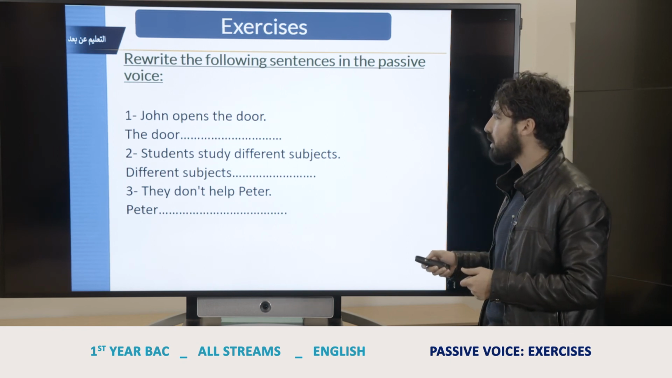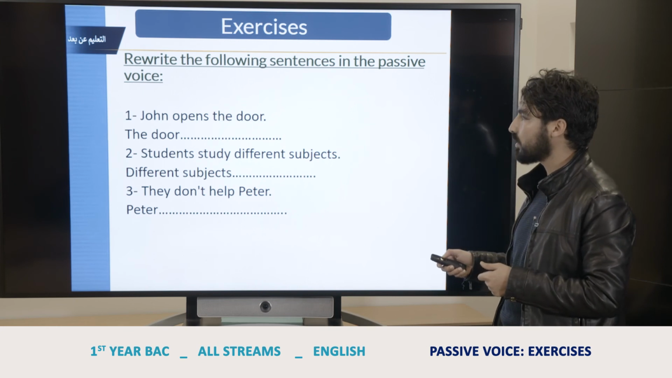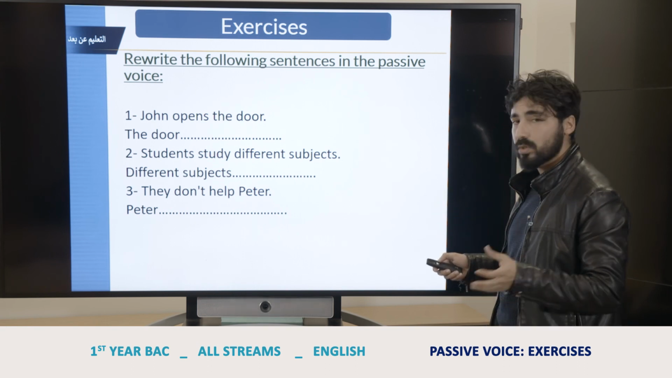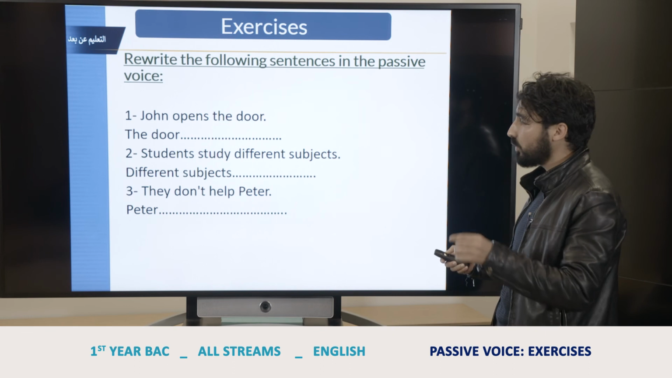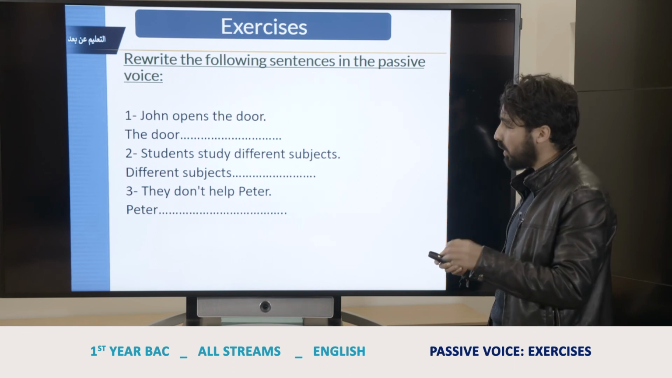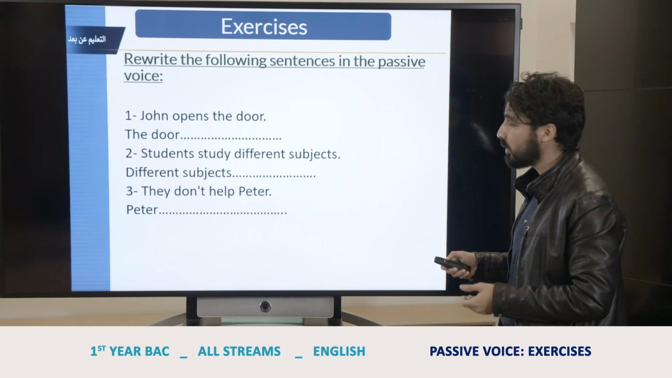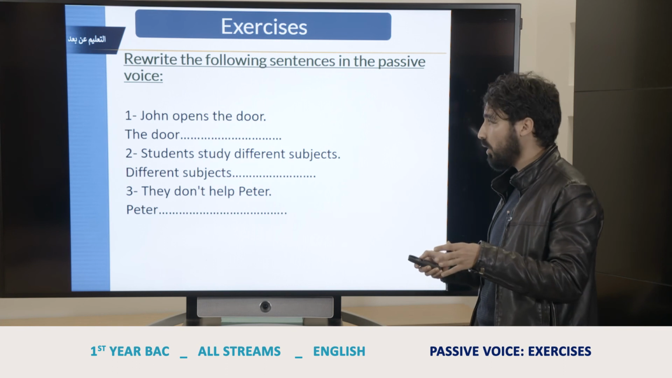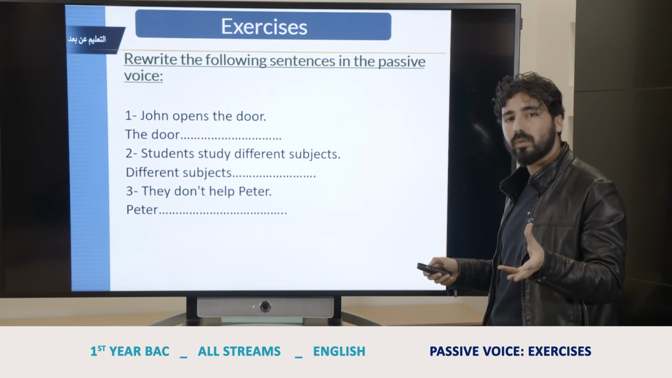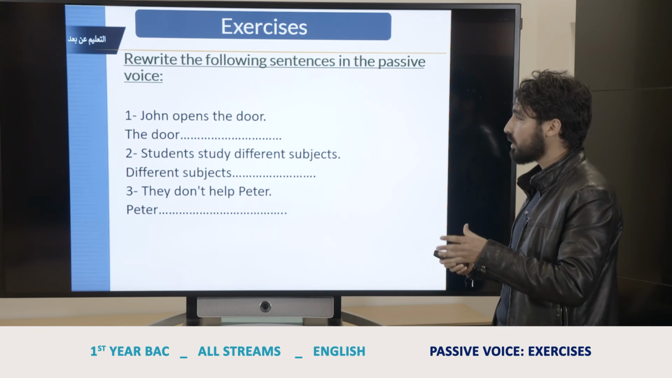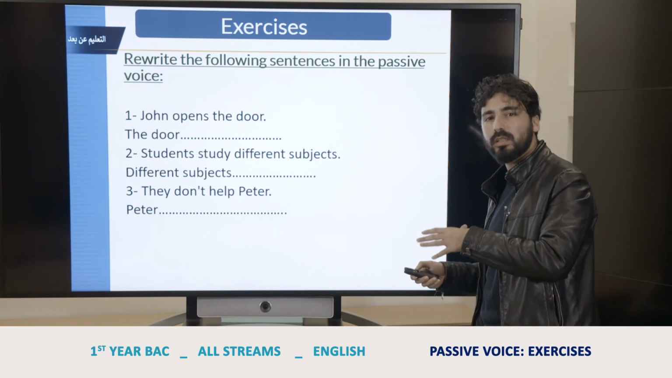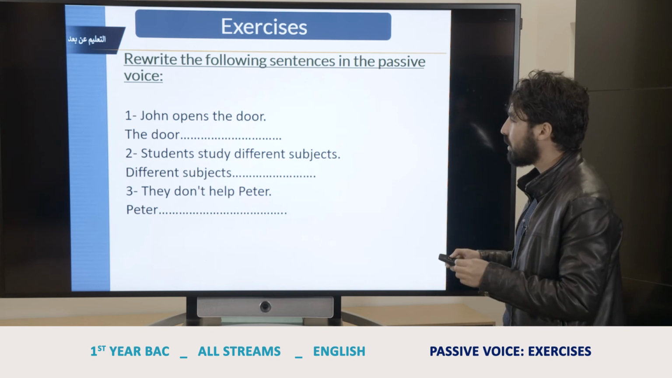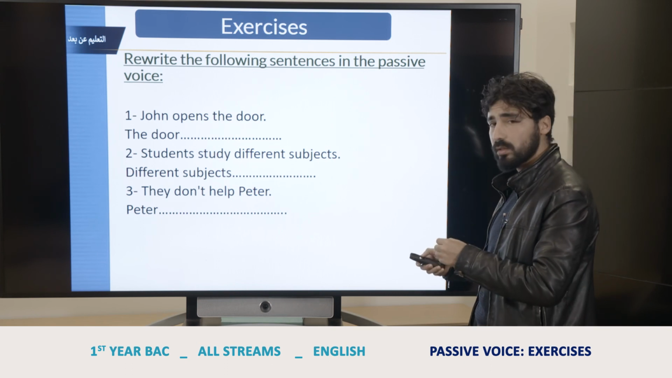Number 2, students study different subjects. What is the object here again? It's different subjects. So we're going to add verb to be, and of course, it should be in the present simple. Why? Because sentence number 2 is also in the simple present. So different subjects are. Why are? Because for subjects, the pronoun is they. Different subjects are studied. Studied is the past participle of the verb study. Different subjects are studied by students.